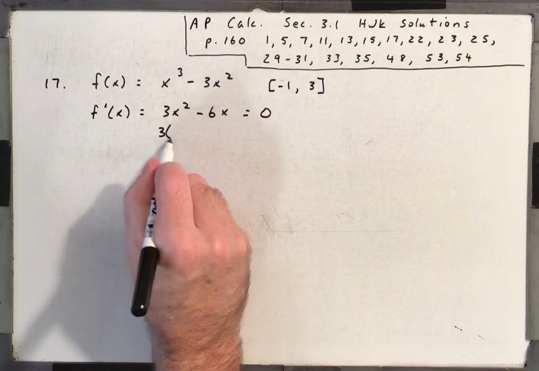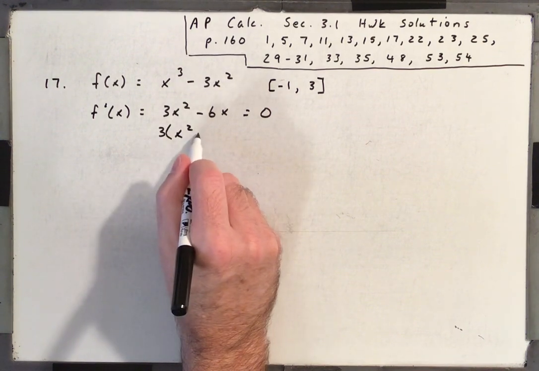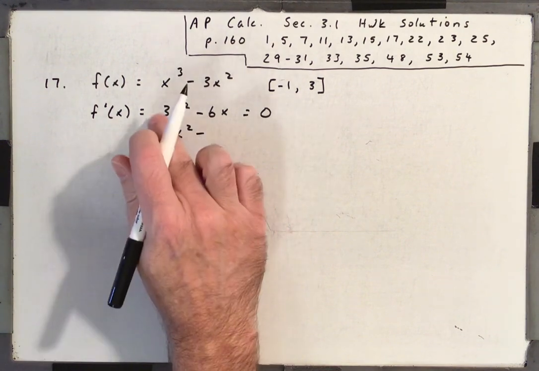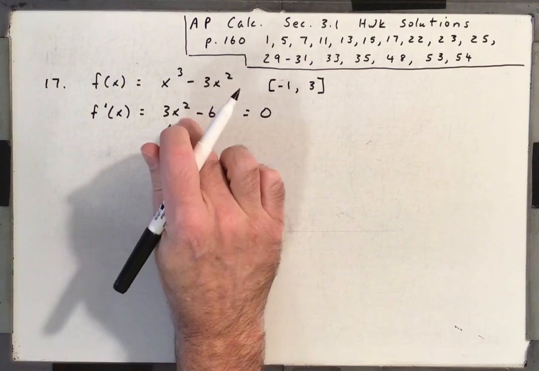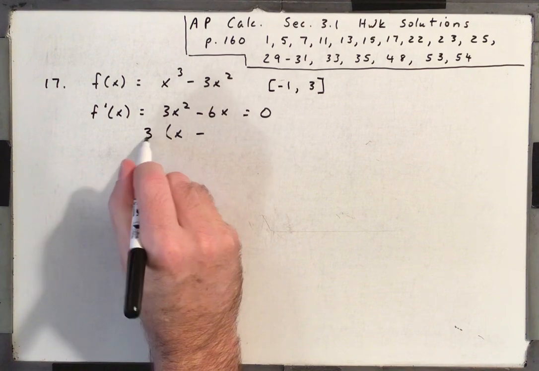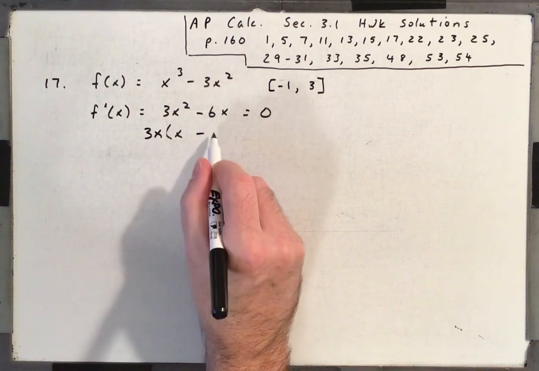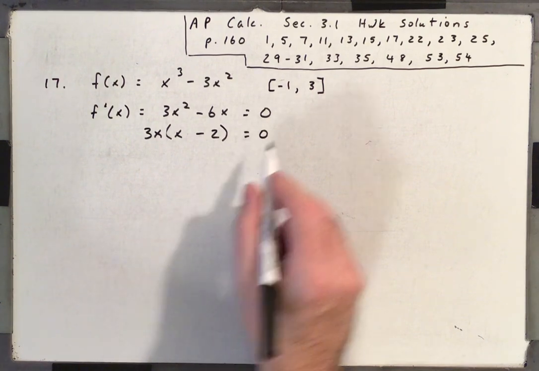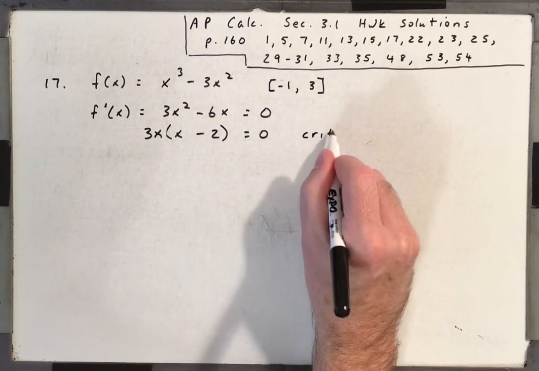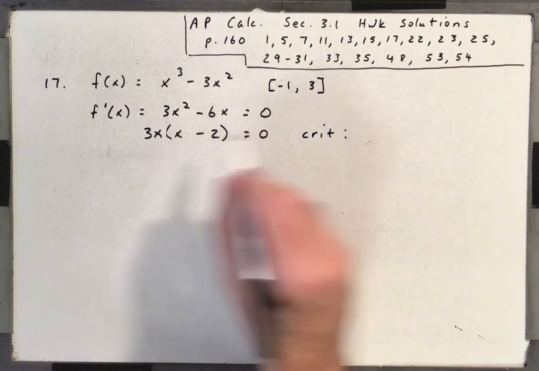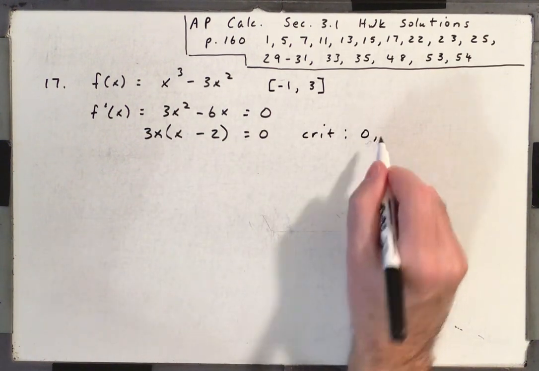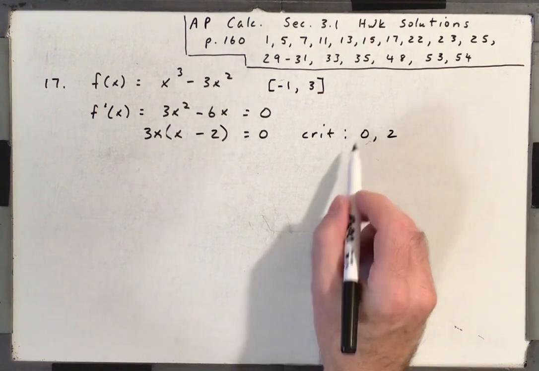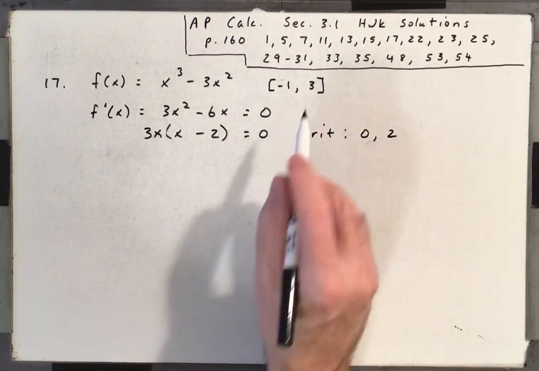Let's factor out a 3. And you'd have x squared minus, let's factor out a 3x. That would be better. So it'd be x squared minus 2 equal to 0. So our critical points occur at 0 and 2. So I've got two critical points to test because they're both in the interval.